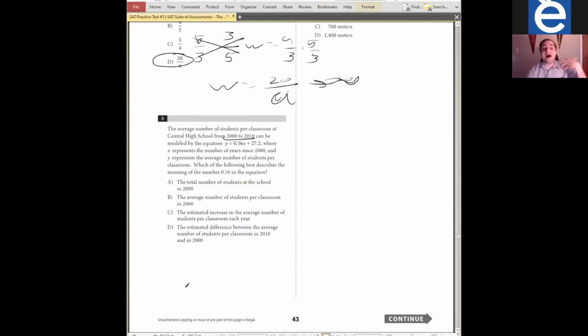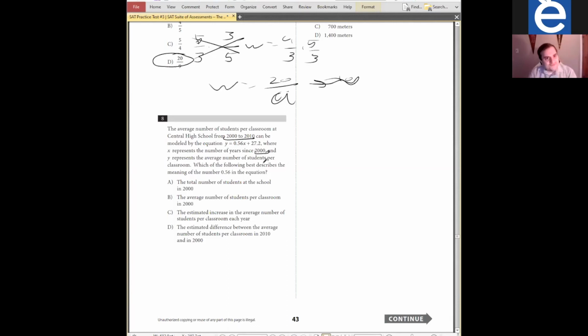So how do I like to think about that? 0.56 is the increase in students per classroom per year. That's how I like to think about that. And 27.2 is the average number of students per classroom in the year 2000. That's how I like to conceptualize those. I find it works the best.